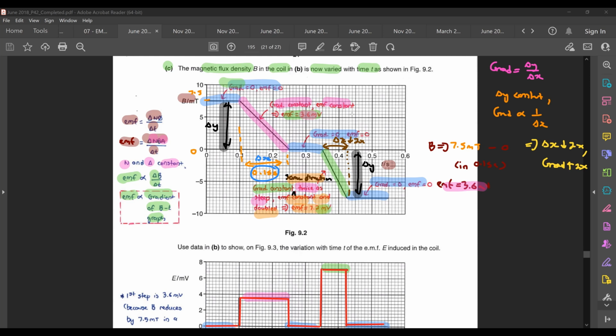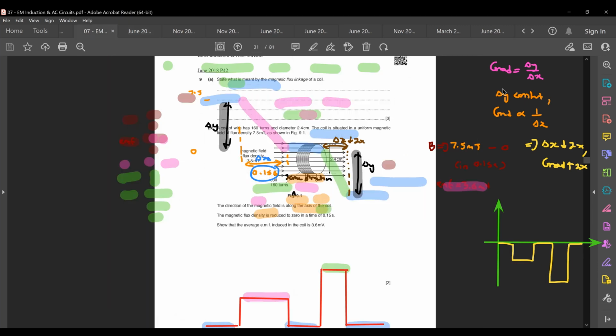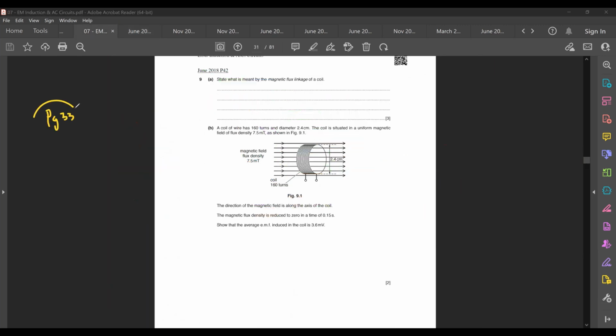So let's just say you read your graph differently, like this, for example, this one will also be okay, right? Where you read it like this, it's also okay. As long as you show that your EMFs are in the same direction, then that one should be fine. Have a look at page 33.